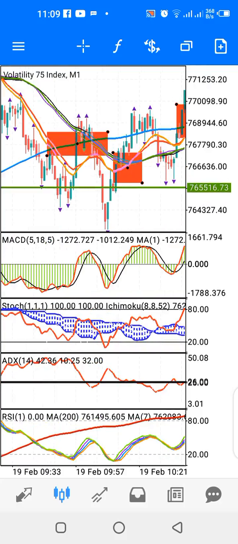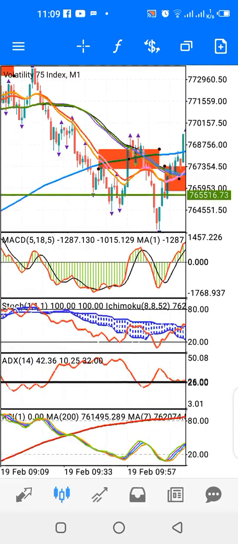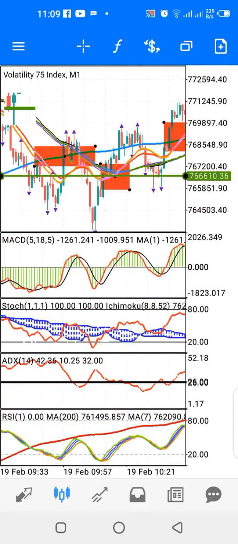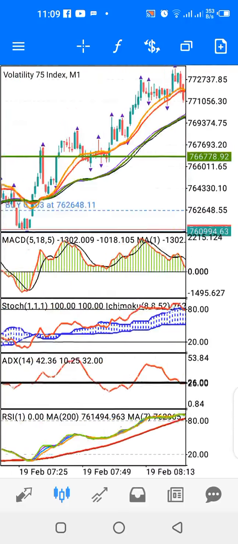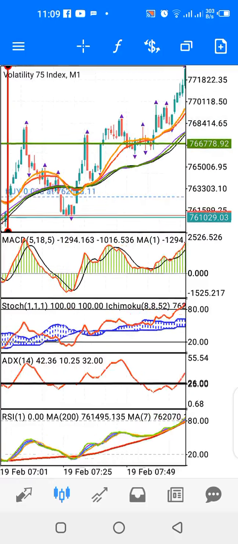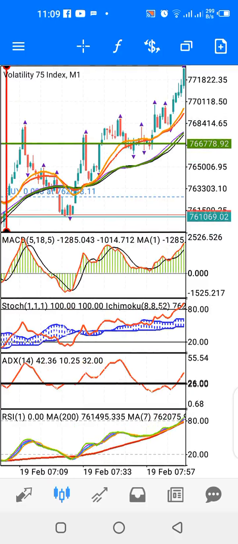Okay, so you will have taken your profit somewhere around here where the trend change is confirmed. So that's about how you can use this strategy on the main chart, following the trend change or the trend developments.